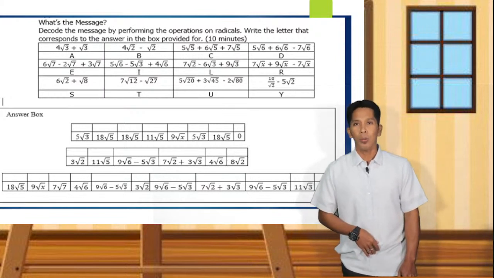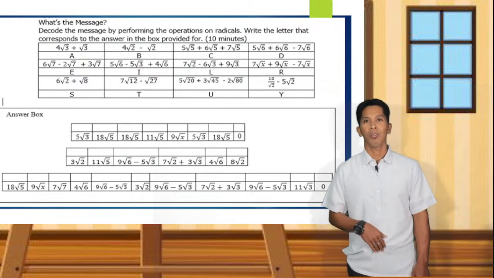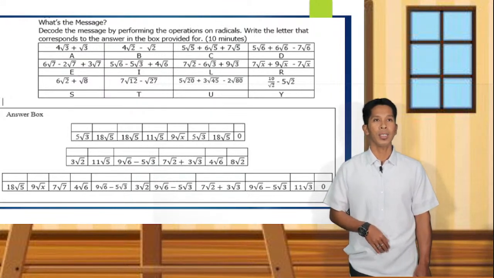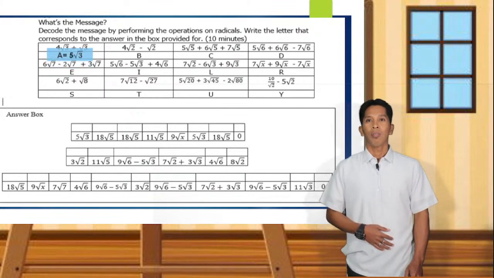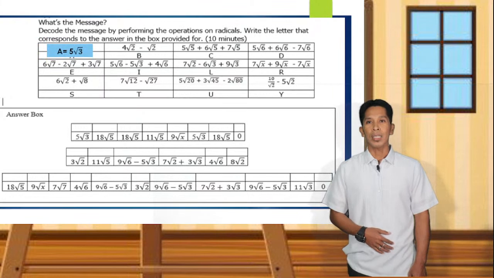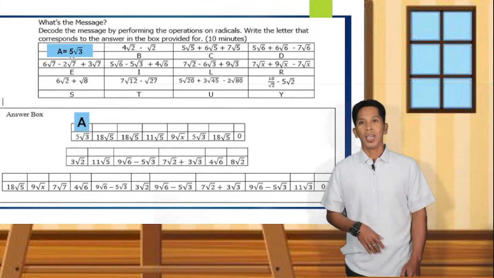The first one: 4 square root of 3 plus square root of 3. So what will be the sum of 4 square root of 3 plus square root of 3? Correct. It is 5 square root of 3. So all 5 square root of 3 will become letter A.